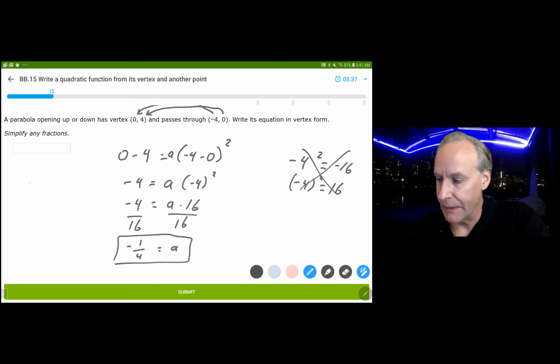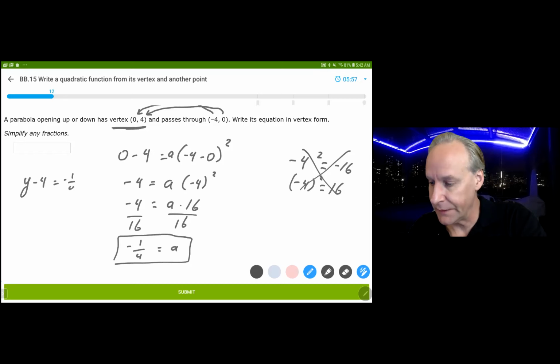And again, we have to go back to our equation. Now, I like to think of this vertex as a y-intercept, because it really is a y-intercept in this particular case. Now, in this particular case, we're going to have y minus 4 is equal to -1/4 x minus 0. And what they do is they go ahead and simplify -1/4 x squared, but they simplify it by adding the 4 to both sides.